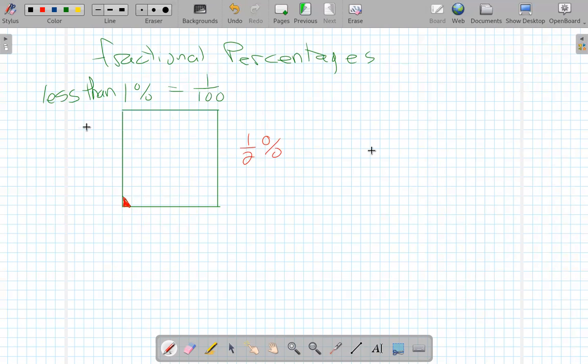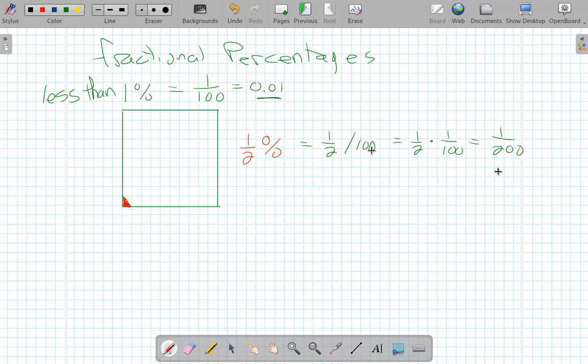Now, think about this for a moment. 1% is 1 out of 100. It is 1/100th. So 0.5% has to be less than that right there. So what is 0.5%? Well, we have to take 1/2 and divide by 100. When we divide with fractions, we multiply by the reciprocal of the second one. So that would be 1/2 times 1 over 100, which gives me 1 out of 200.